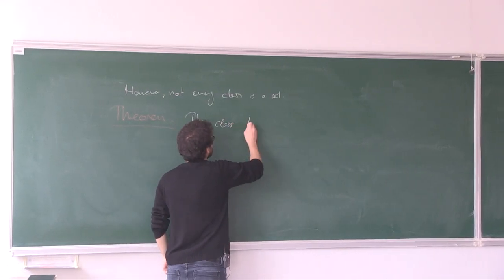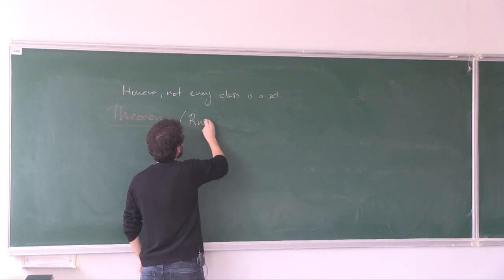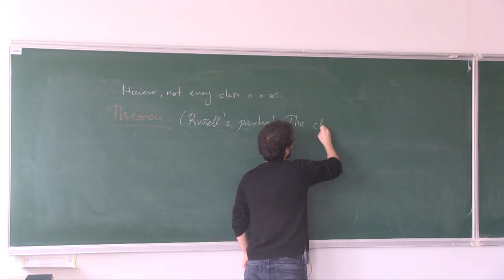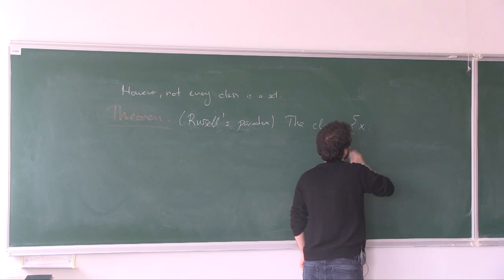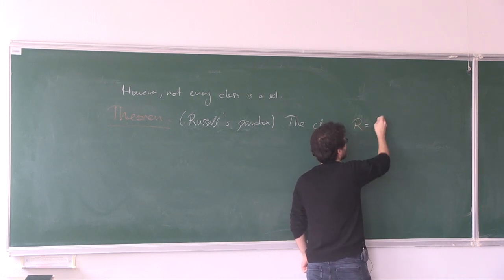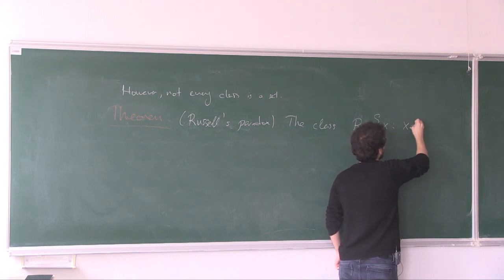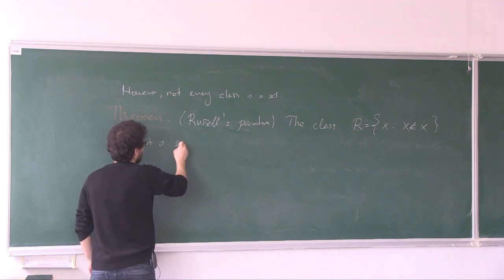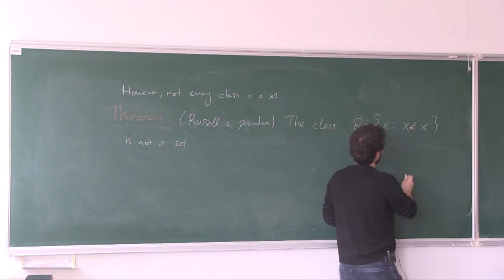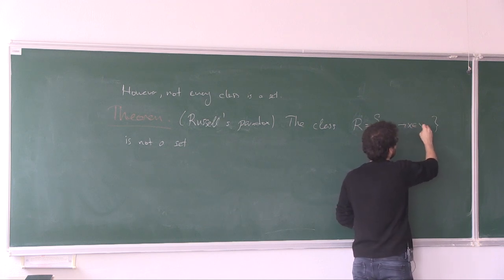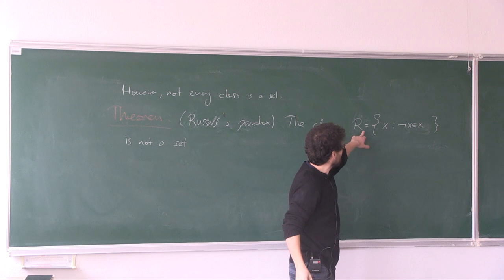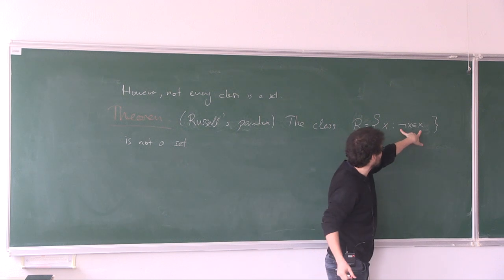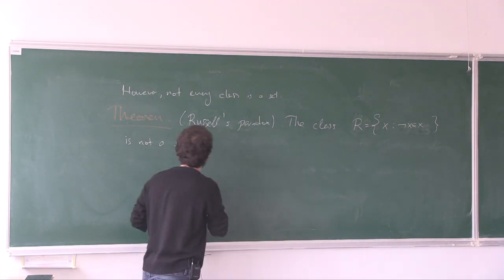The class, Russell's paradox, the class, let's name this R for Russell, of x such that x does not belong to x, is not a set. This is a class. Why? Well, maybe I should write this like this, negation. I'm going to talk about abbreviations in a second. The class of all sets which do not belong to themselves, well, that's a class because this is a formula written in the language of set theory. This is a class. I claim that this is not a set.